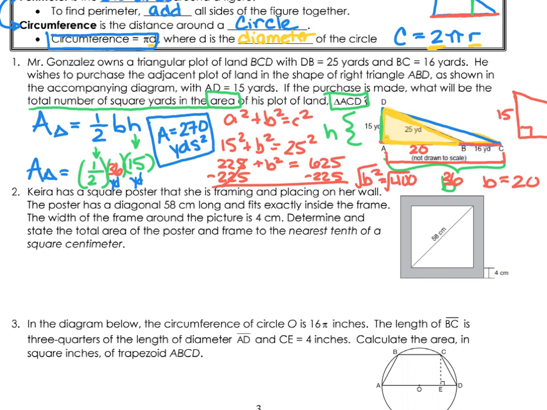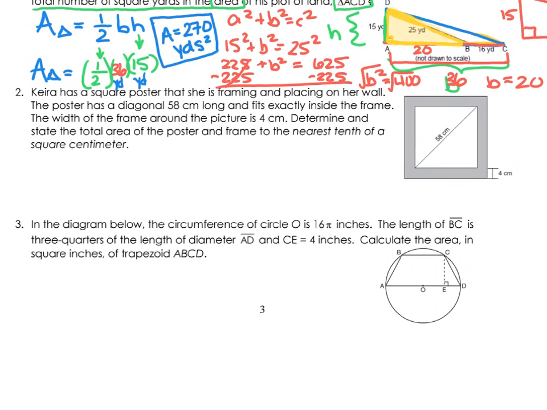All right, let's take a look at the next one. It says Kiara has a square poster that she is framing and placing on her wall. The poster has a diagonal of 58 centimeters. So this is just the poster. Okay, the rest of it's the frame that goes around the poster. It fits exactly inside the frame. The width of the frame around the picture is 4 centimeters. Determine and state the total area of the poster and frame to the nearest tenth of a square centimeter.